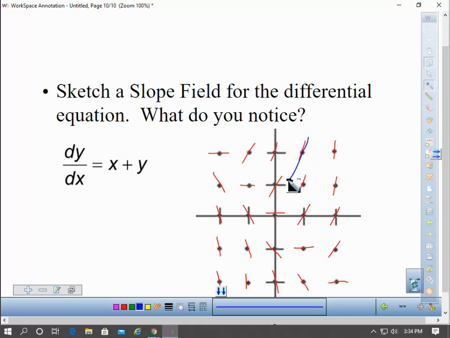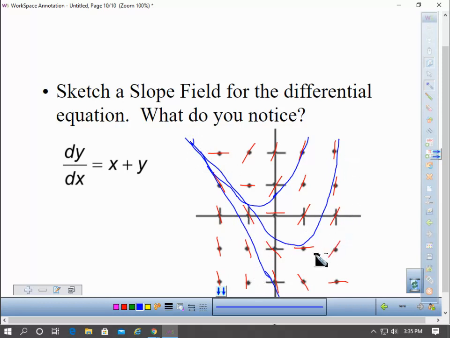If I start here, it might do something like this and go up this way. If I start right here, I may just go up like this and come down like this. So it depends on where you start. If you start here, it may come like that and then go around like that. Okay, so depending on where you are, that's what your curve looks like.